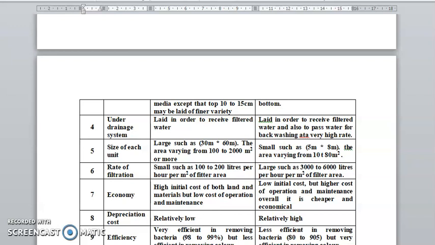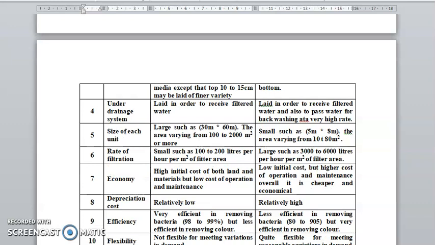Economy. The slow sand filter has a high initial cost of both land and material, but a low cost of operation and maintenance. The rapid filter has a low initial cost but a higher cost of operation and maintenance. Overall, it is cheap and economical. The depreciation rate is relatively low in one and relatively high in the other.